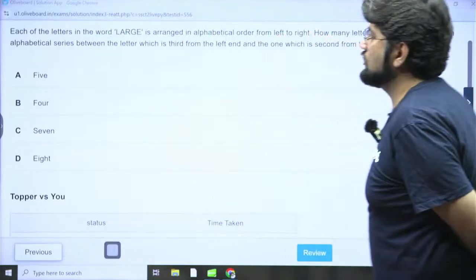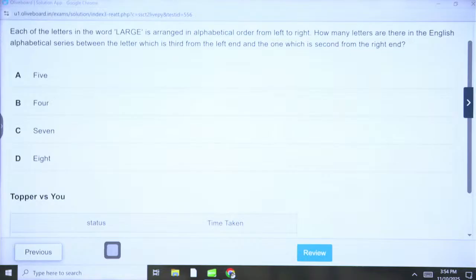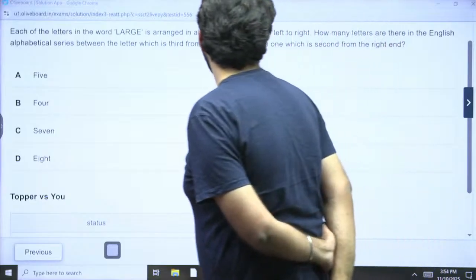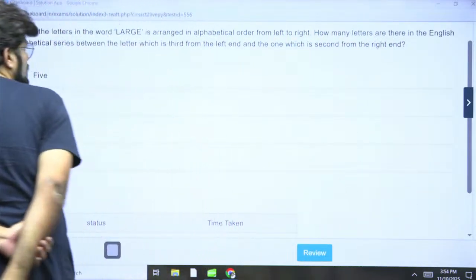Each of the letters in the word LARGE is arranged in alphabetical order from left to right. How many letters are there in the English alphabetical series between the letter which is third from the left and second from the right? Okay.